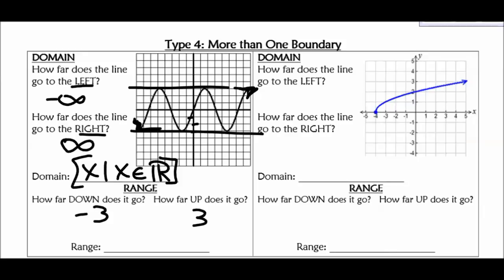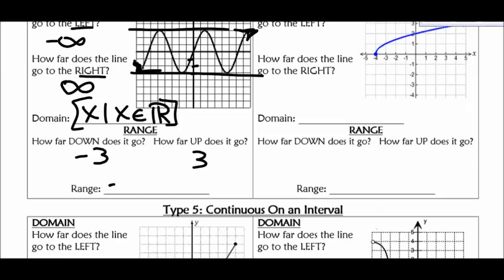I'm just going to write this as an inequality. I'm just going to write that negative 3 is less than or equal to y, and y is less than or equal to positive 3. Y is sandwiched in between those two numbers, but it can get up to those. That's why you have to include less than or equal to, and you have to put that line underneath because it can actually get up to 3 or get down to negative 3.